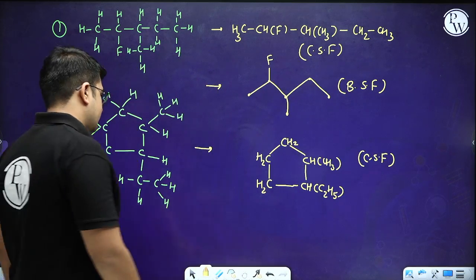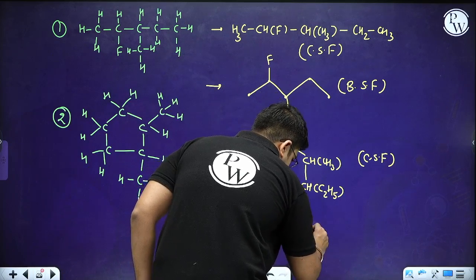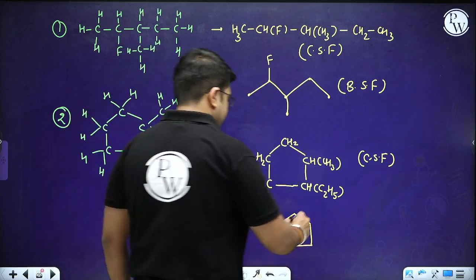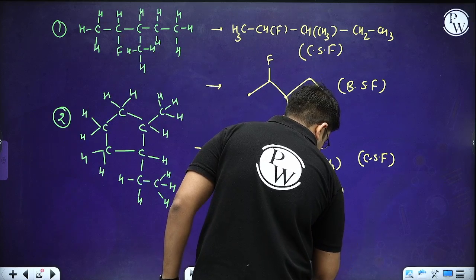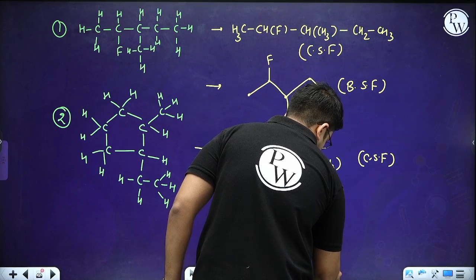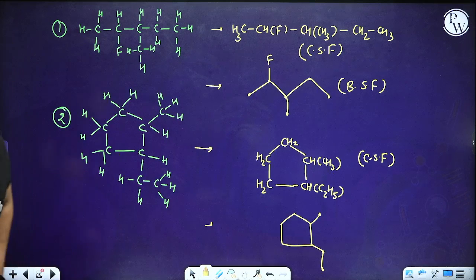And the last part, in this case, is the bond line notation. You just have to make a ring of five. In the first part, one CH3 is there. In this case, one C2H5 is actually present. Just have a look. This is the actual analysis of the bond line notation.